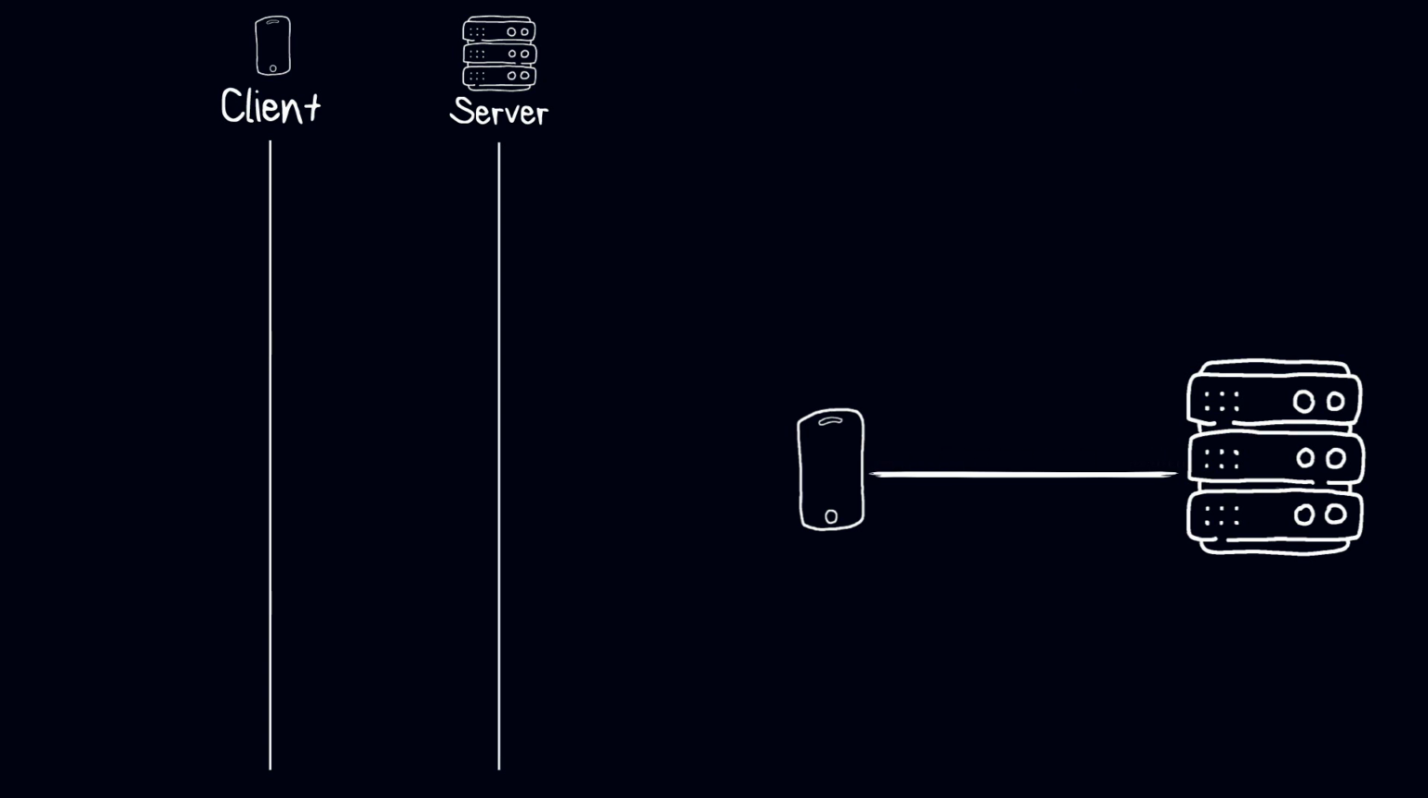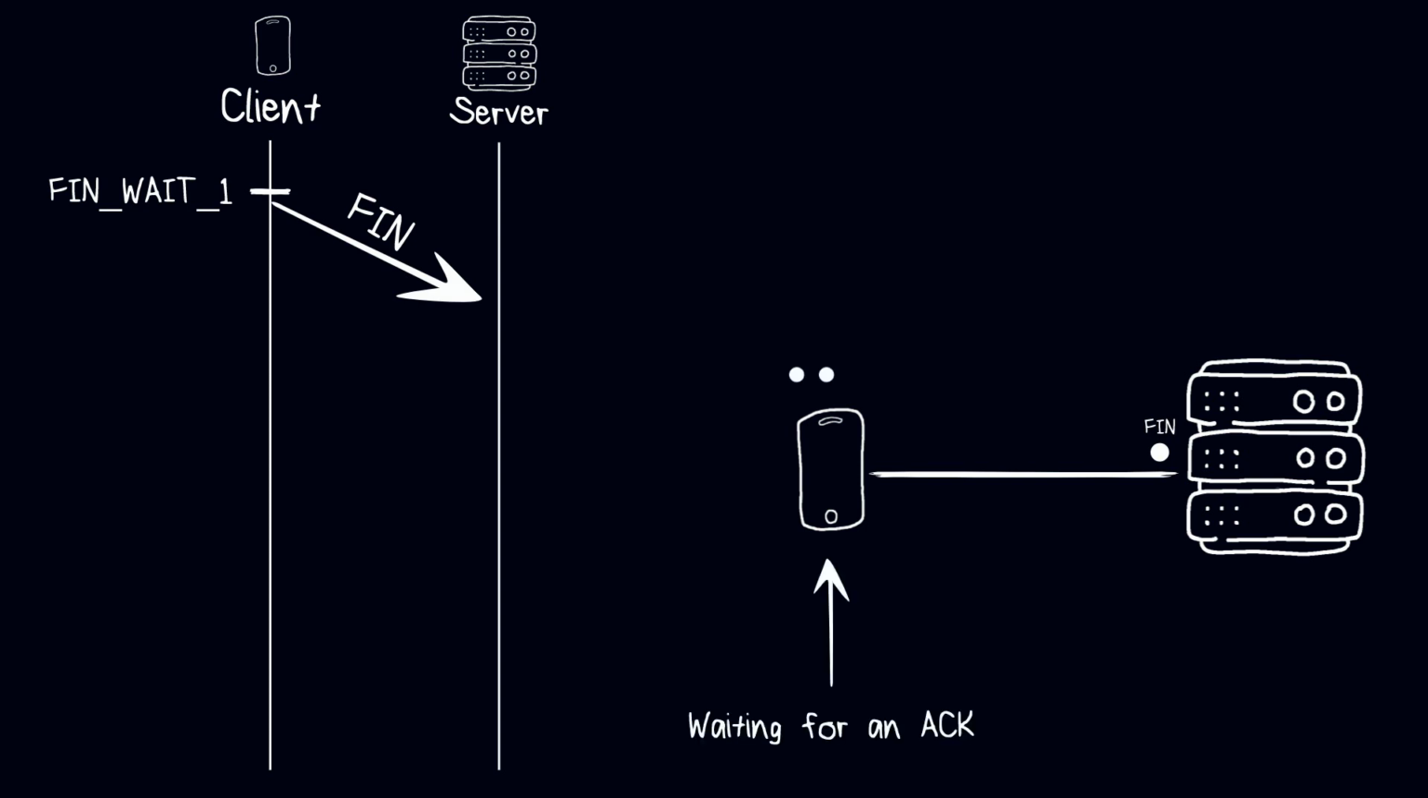Now suppose one of the two sides, for example the client, wants to close the connection. Now let's talk about the states when closing a connection. In the FinWait1 state, the client sends a finish segment to the server to request the termination of the connection. The client is waiting for an ACK segment from the server.